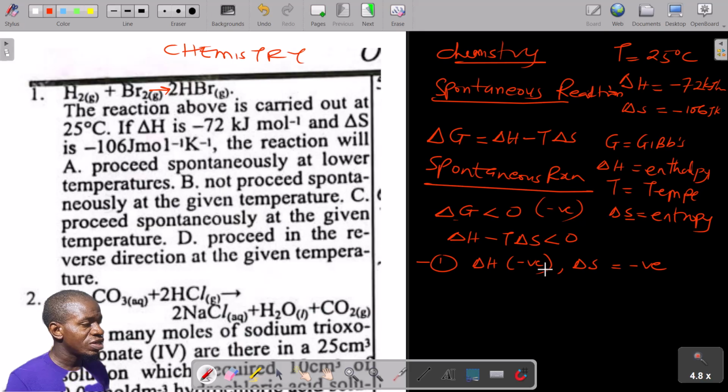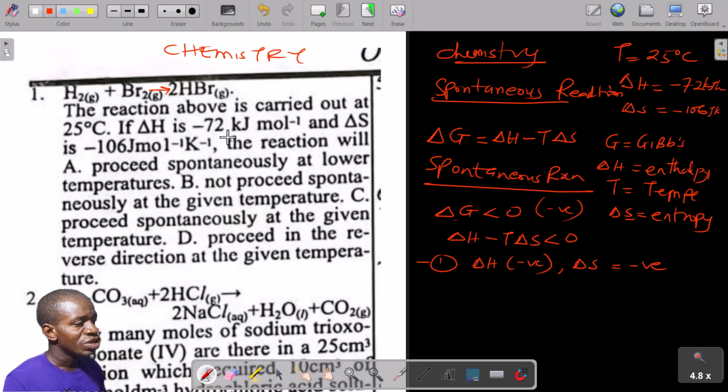When delta H is negative and delta S is negative, what will happen? The delta G that we're going to have is going to be negative. But this condition has one thing you need to understand. When delta H is negative and delta S is negative, ensure that your delta H is greater than your delta S. Which means the negativity of your delta H must be greater than the negativity of your delta S.